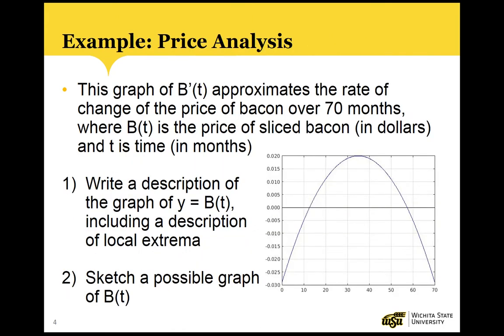Let's look at the following example involving price analysis. This graph of b prime of t approximates the rate of change of bacon over 70 months, where b of t is the price of sliced bacon in dollars and t is the time in months. What we would like to do is write a description of the graph of y equals b of t, the function that the pictured function is a derivative of, including a description of local extrema of the graph of y equals b of t. And we would like to sketch a plausible graph for b of t itself.